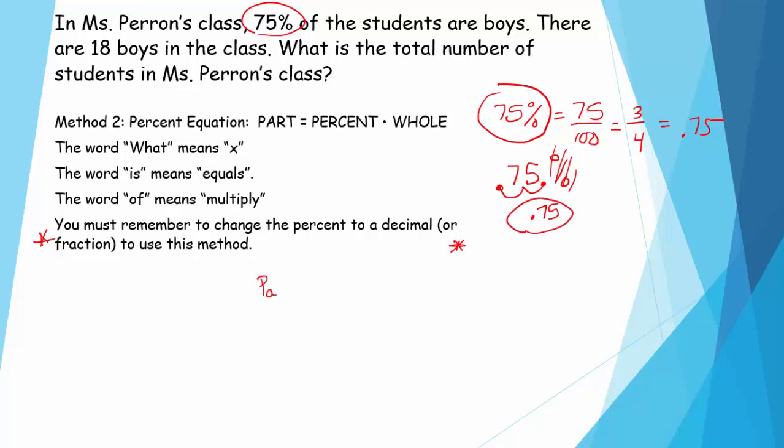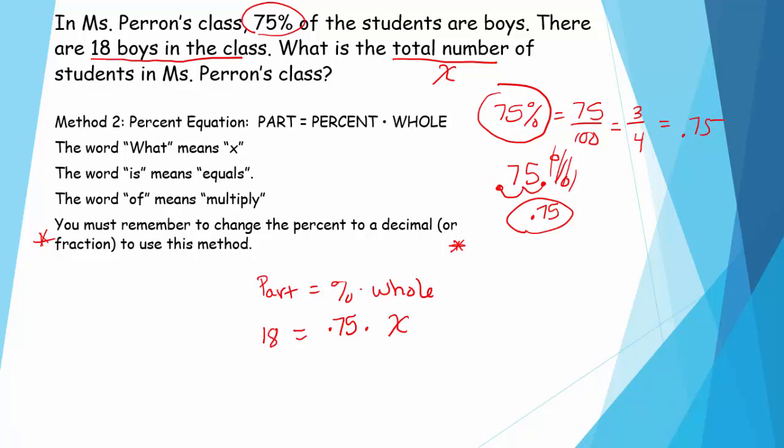So if I have part equals percent written as a decimal times the whole, I say to myself, okay, what am I looking for? I'm looking for the total or the whole, so I'm going to call that x. So here I have 0.75, writing my percent as a decimal. You could have chosen to write it as 3/4, equals the part that are boys. So the 18 boys is the part.